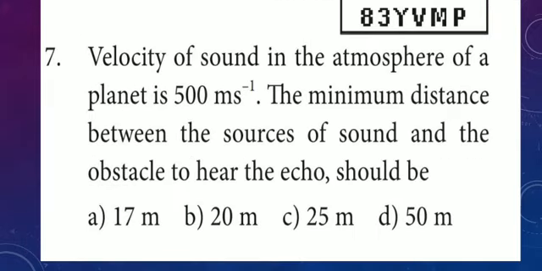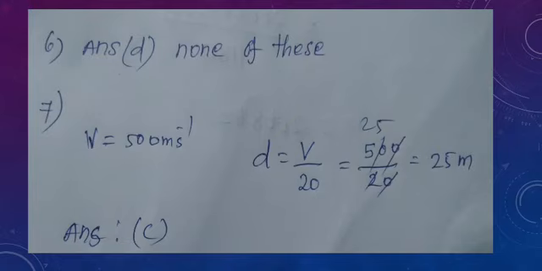Next question. Seventh question. Velocity of sound in the atmosphere of a planet is 500 meters per second. So this is the velocity v. The minimum distance between the source of sound and obstacle to hear an echo should be. Options are 17 meter, 20 meter, 25 meter, 50 meter. So which is the right answer? See the solution.